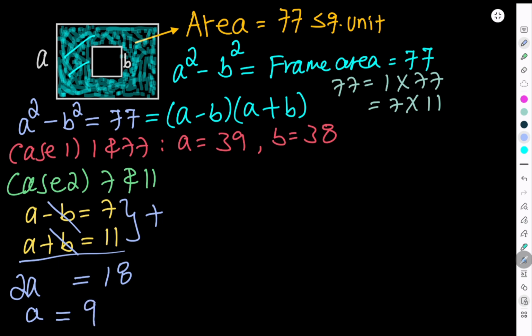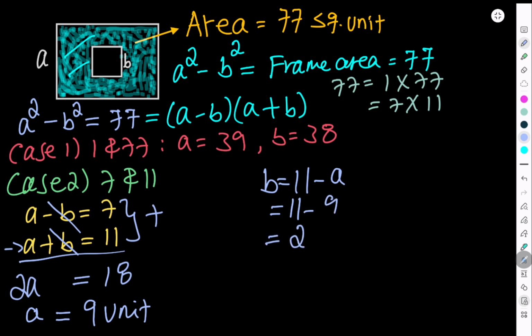Therefore, in the second case, the length of the larger square is what? It is 9 units. And we can find out the length of the smaller square b using one of the two equations. Let us use the second one. A plus b is 11 means b is going to be what? That is 11 minus a. Then we have 11 minus 9, and therefore the result is what? 2. That means the length of the smaller square in this case is exactly 2 units.